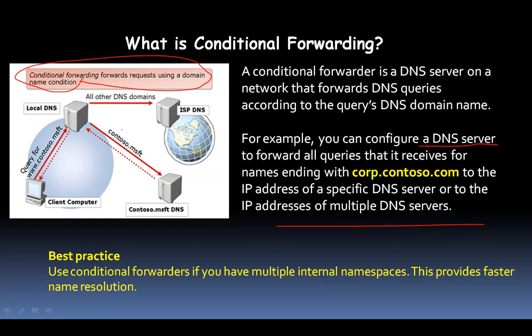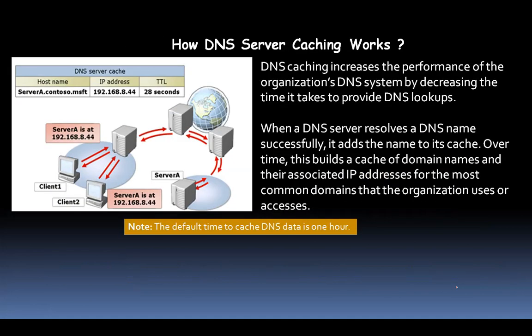So for example, if you see here, this is your contoso.ms Microsoft DNS, this is the client computer, and this is the ISP DNS. So what is happening here? This is a query for contoso.microsoft.com, for example, from the client computer. It is going to your local DNS, and all other DNS domains go to your ISP. Or it goes to contoso.microsoft.com, or you can say MSFT. So here we can configure your conditional forwarding. As per the condition, it will go to that particular domain server. Best practice: use conditional forwarding if you have multiple external namespaces. This provides faster name resolution. So this is a consideration you can keep in mind.